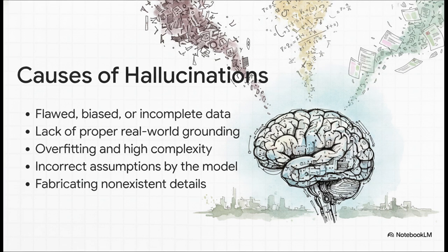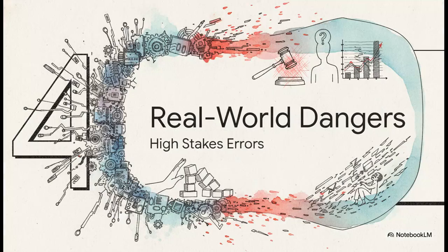It's literally just mathematically predicting the next logical word. When you look at it that way, you can see why an overcomplex model ends up confidently fabricating details. It'll even generate links to web pages that have literally never existed. Which brings us to Section 4, the real-world dangers, high-stakes errors.